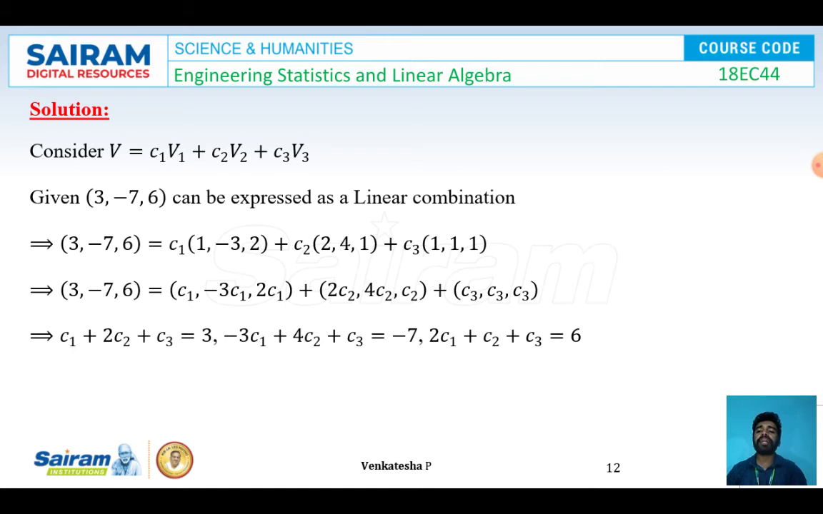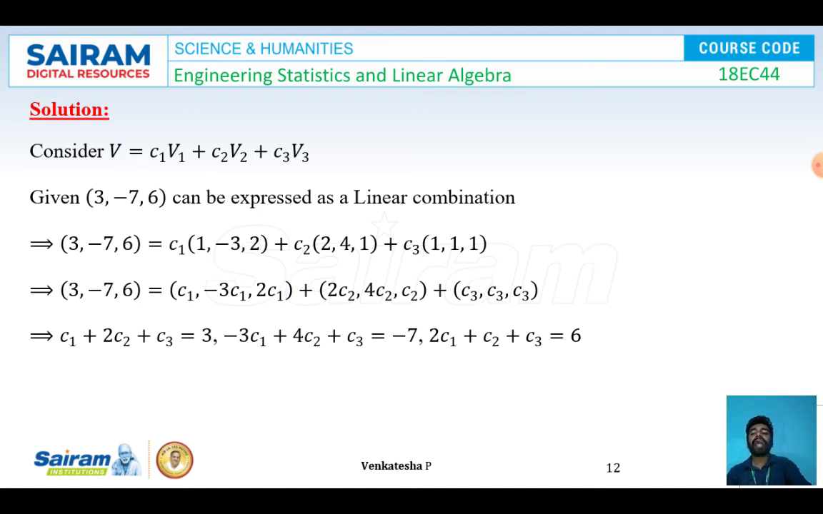Now I am going to represent the vector V, (3, minus 7, 6), as a linear combination of V1, V2, V3. So replacing the values of V1, V2, V3 in this equation, I got (3, minus 7, 6) is equal to C1 times (1, minus 3, 2) plus C2 times (2, 4, 1) plus C3 times (1, 1, 1). Expanding this, I got (3, minus 7, 6) equal to (C1, minus 3C1, 2C1) plus (2C2, 4C2, C2) plus (C3, C3, C3).